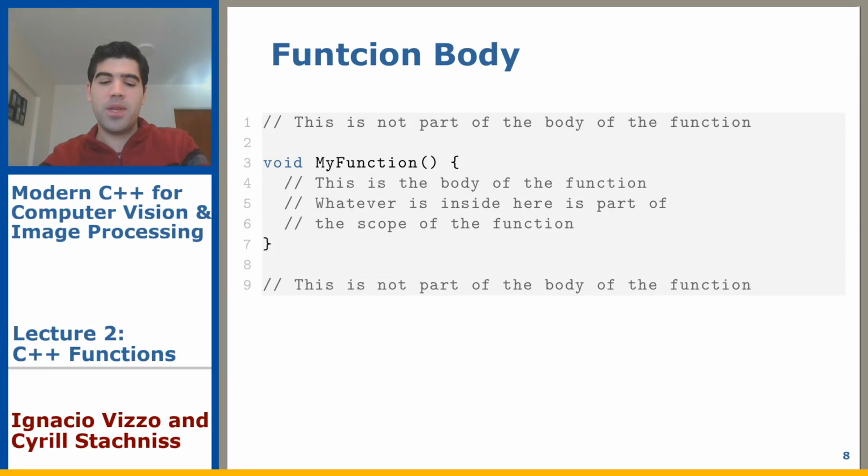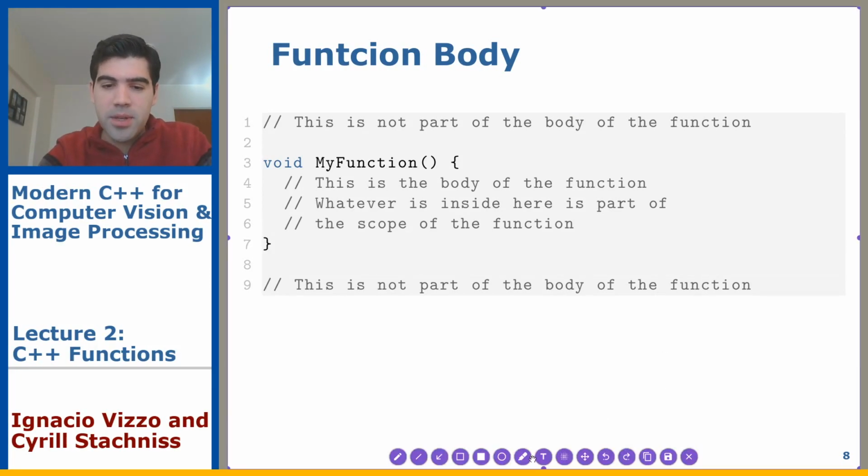This is the example, and then there are some comments in here. So basically this line here is not part of the function body, so it might be anything. And this is where you define your function, and then this is the body of the function. Whatever is inside here is part of the scope of the function. And again, whenever you reach the end of the scope, whatever is after that is not part of the body of the function.